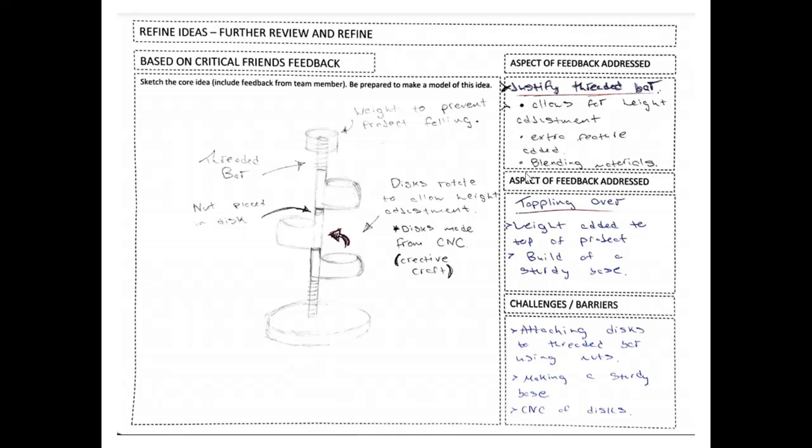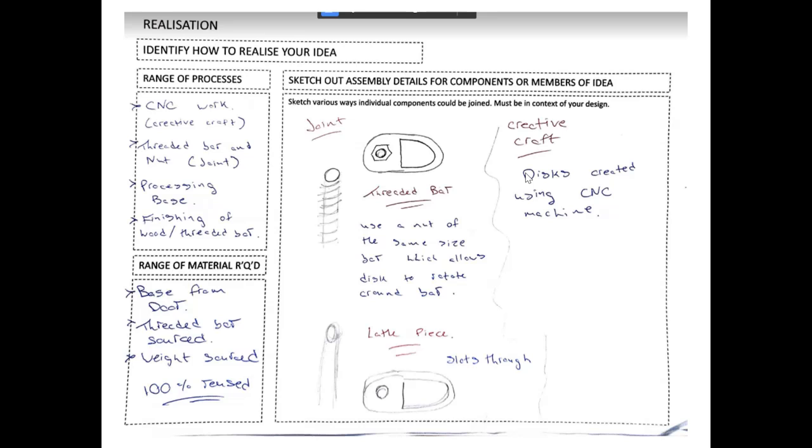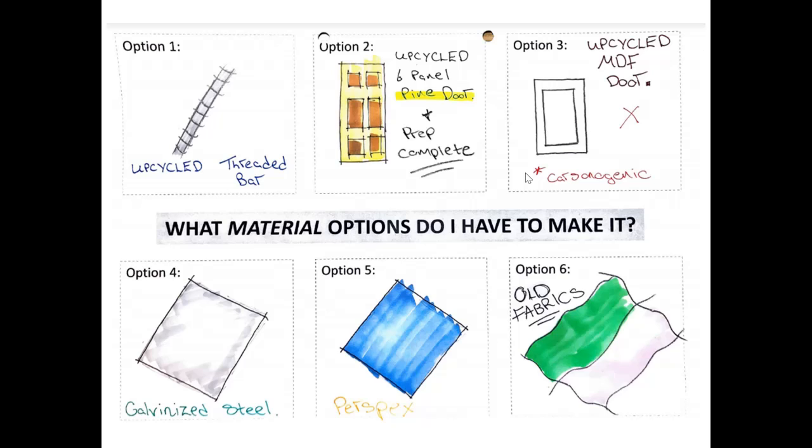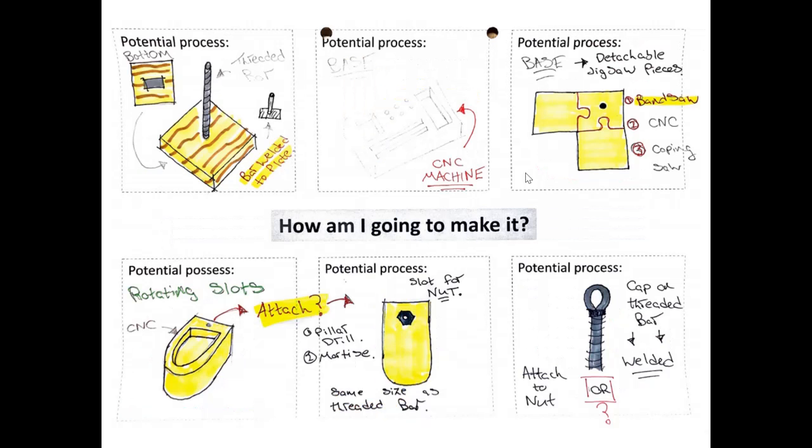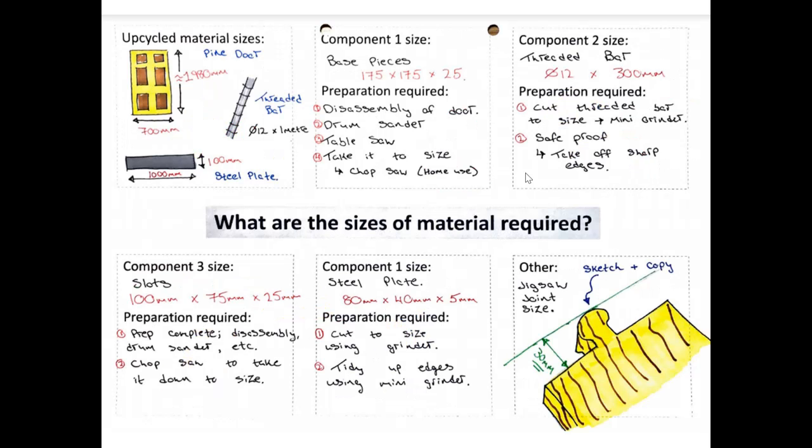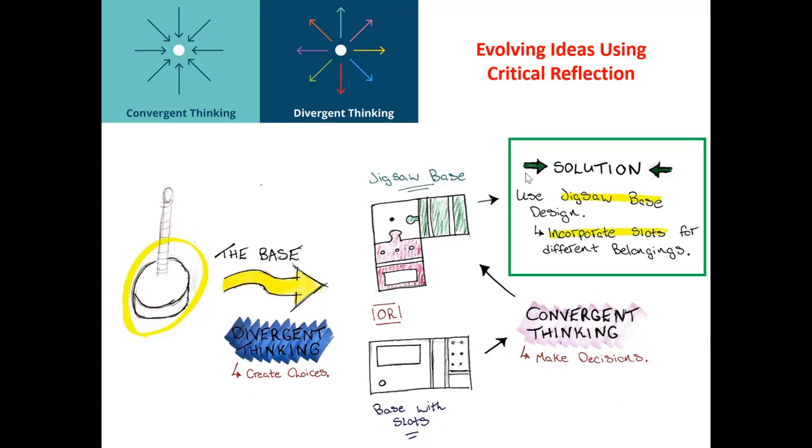I did actually get a few things from it, and these are just a few of the quick adjustments that I made. Then I looked at how to go about the realization, so just a few different things that I could do in relation to making it. Then I looked at the options that I have for making my developed design, how I would go about making it, and the sizes of the materials that were required.